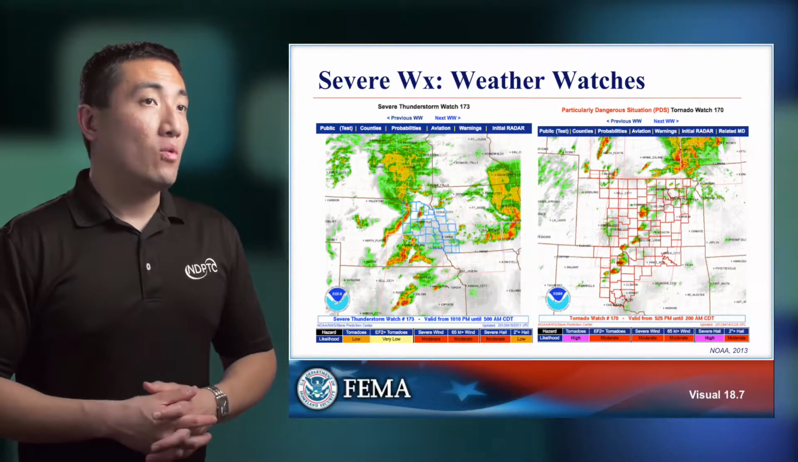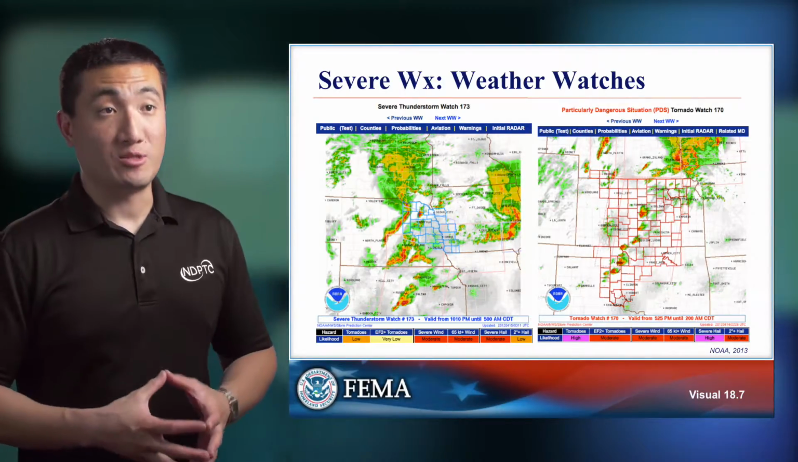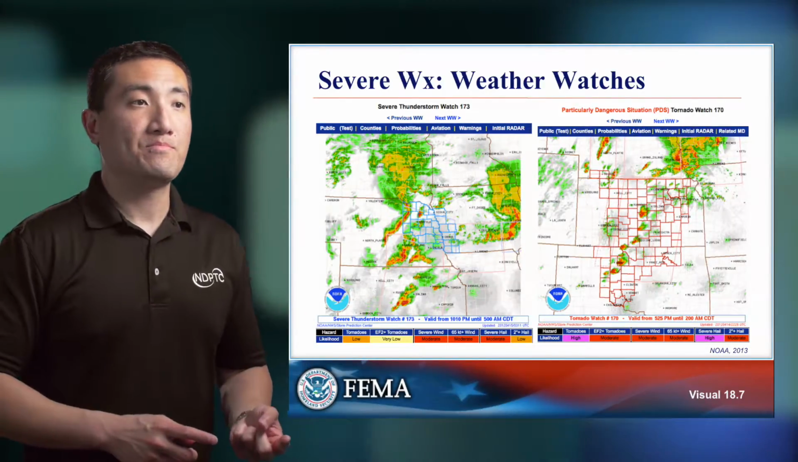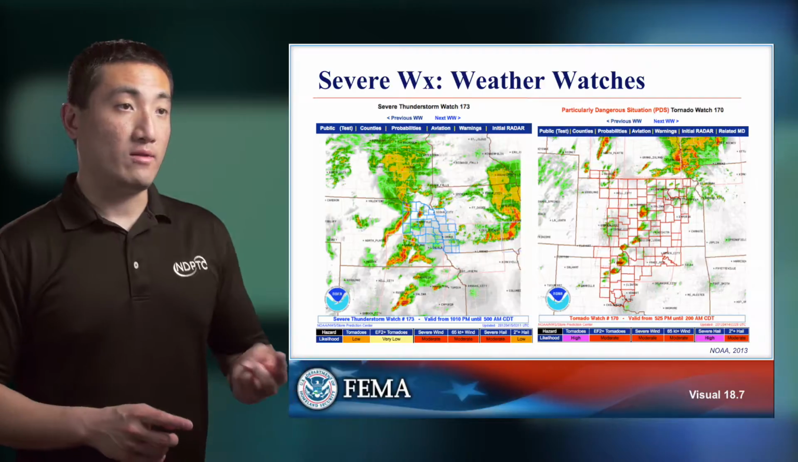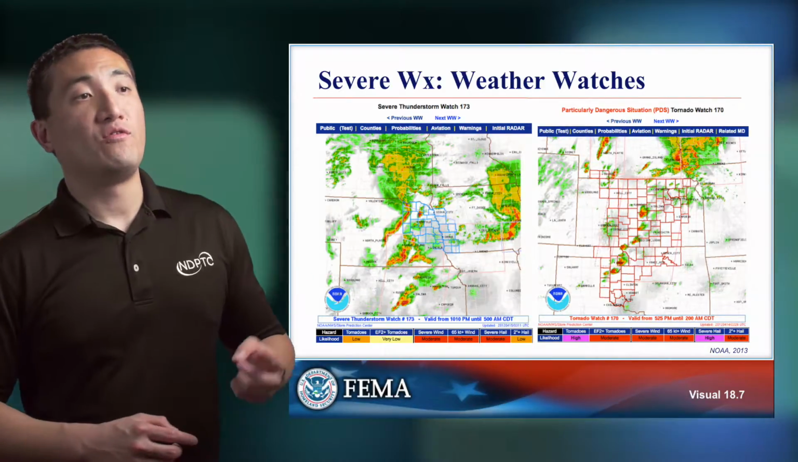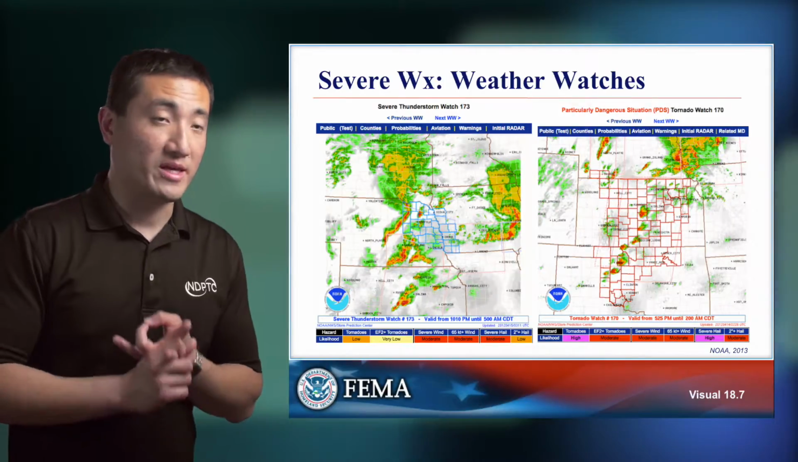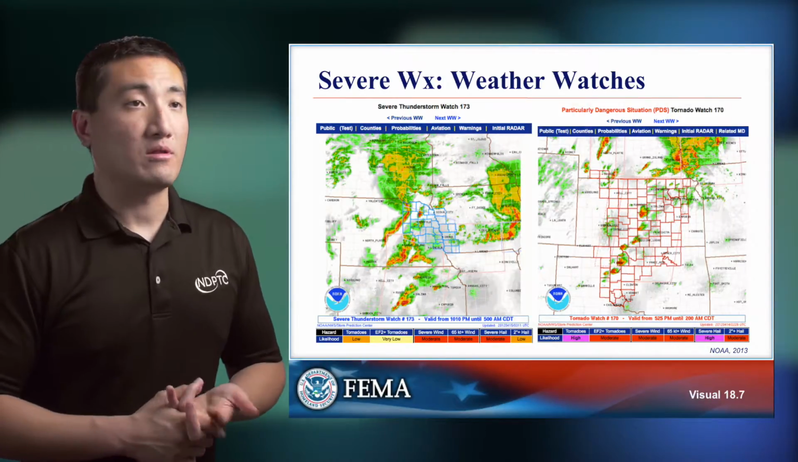When we look at severe weather watches, these are also issued by the SPC in Norman, Oklahoma. There are two primary types: severe thunderstorm watches, and those are outlined in blue in the left part of this figure. Then there are also tornado watches, also issued by the SPC. These are outlined in red typically.